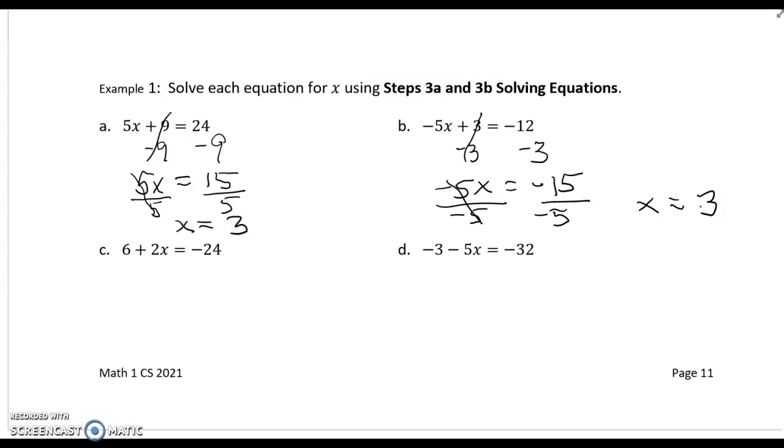Part C. No fractions to clear out, nothing to distribute or simplify. So now we're looking to undo.